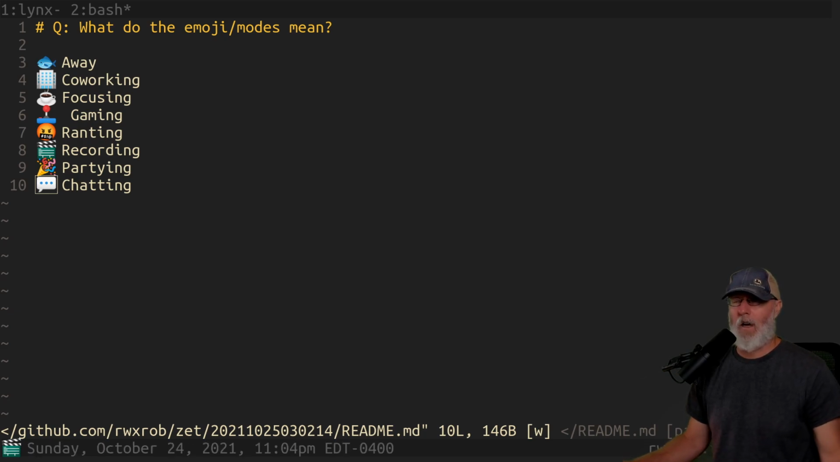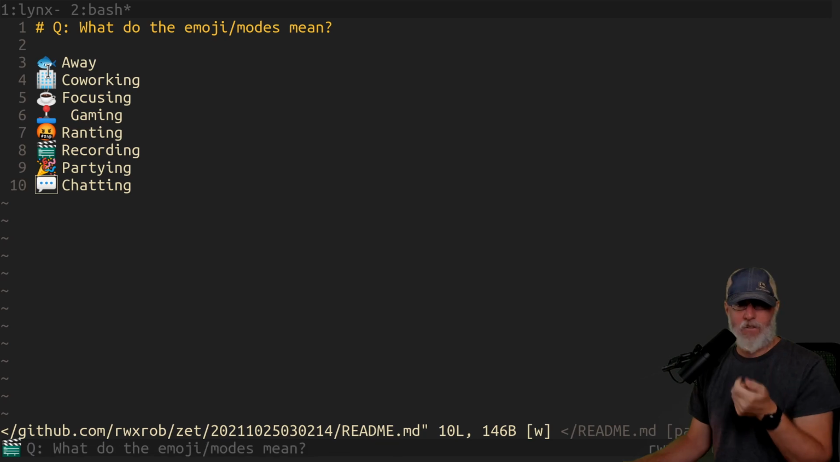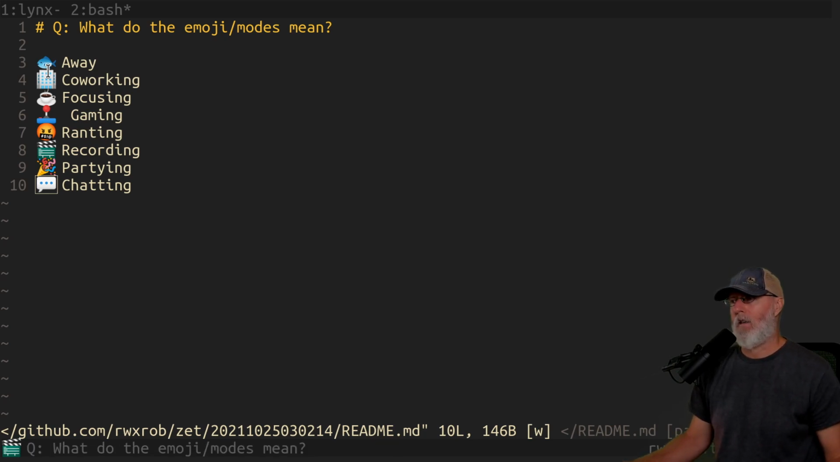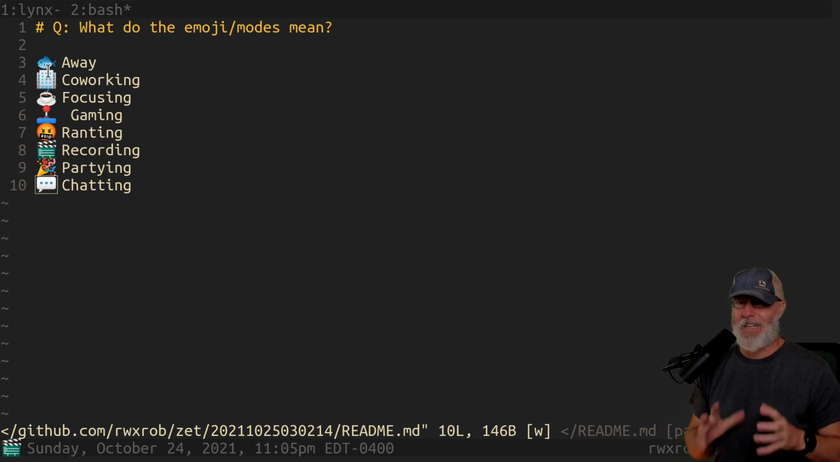Not a lot of people have asked this today, but this is an ongoing question: what do all the emojis and modes on my stream mean? This is actually my way of managing the state, if you know what that word is, a computer word. Managing the state of my stream and, frankly, my own state of mind.